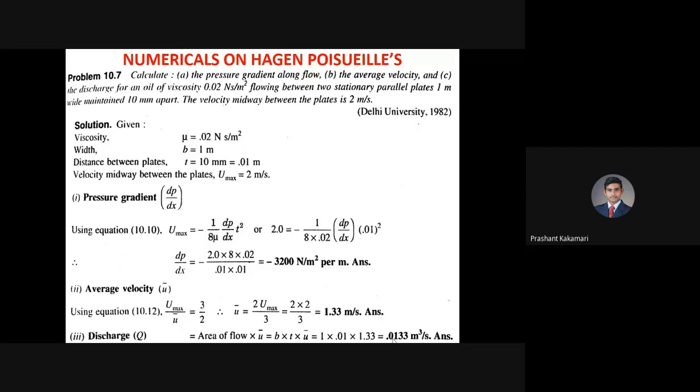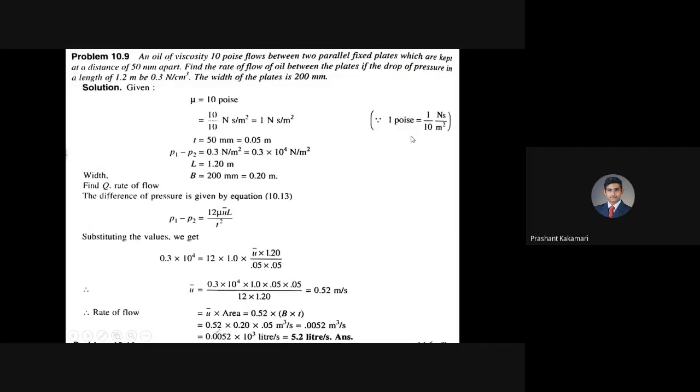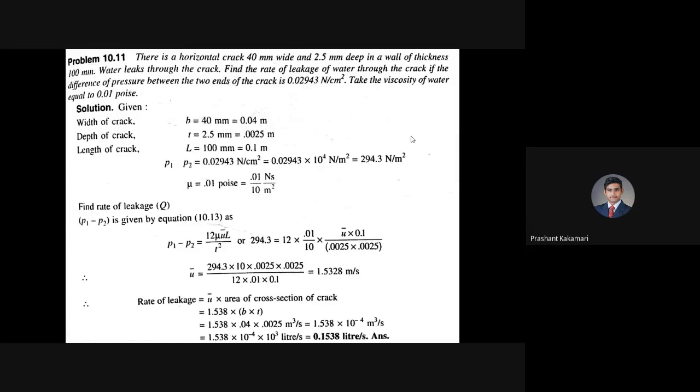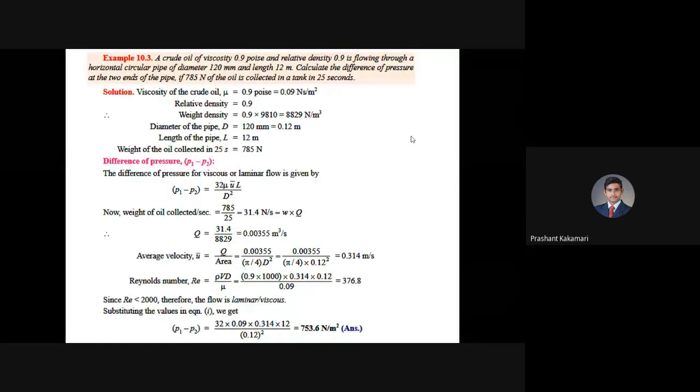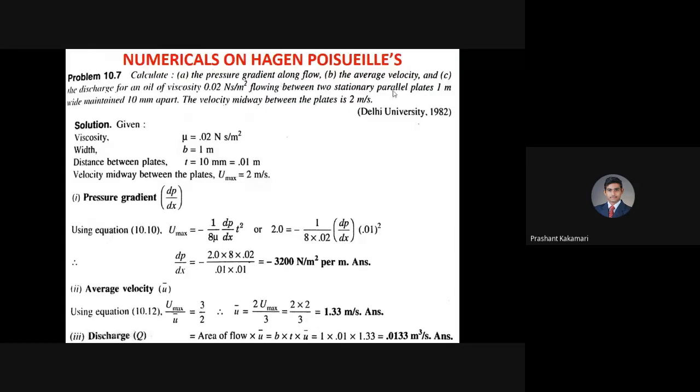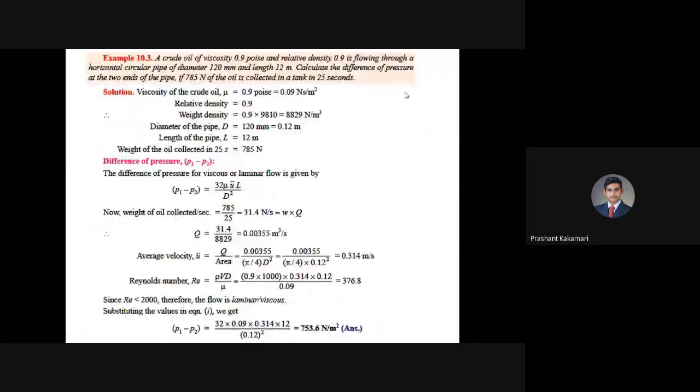Just a minute. It is for two stationary parallel plates he has given. So I think it is a different problem. Correct. Is it a pipe? Yes, now it is a circular pipe. Here you can see a crude oil of viscosity 0.9 poise and relative density 0.9. Please focus on the given data here. I'm sorry that the problems I took earlier were on parallel plates. This we'll discuss later. Before that, we'll discuss the circular pipes.